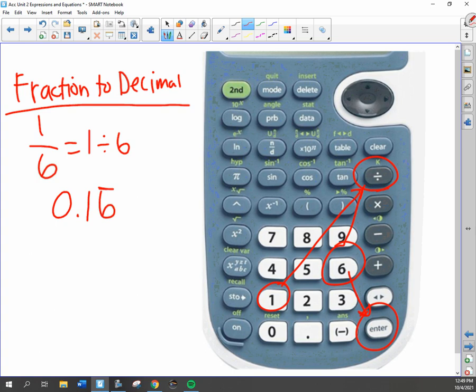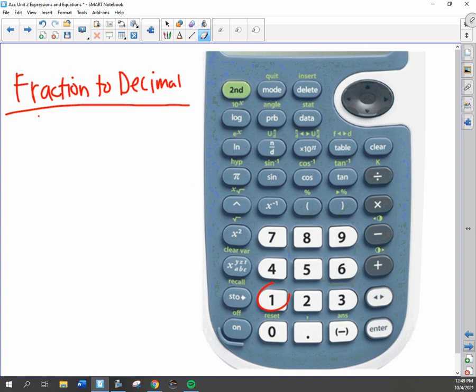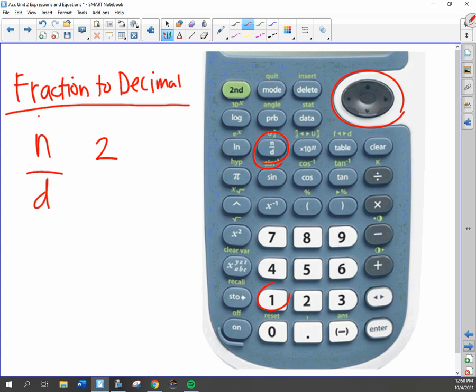Instead of using the divide sign, we're going to use the numerator-denominator button. And if you look on your calculator, it's right here. It says N/D. So first things first, push that button. And you will see it starts flashing. Okay? And I want you to put, let's do 2/5. So put 2, and then you might have to push your arrow down to scroll down, and then put 5 on the bottom.